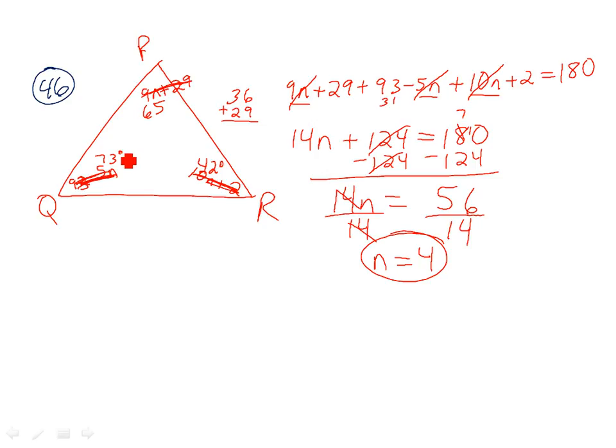Now, did they tell us to go through and find all those angles? No, they told us to list the sides in order from shortest to longest. So which one's the shortest side? PQ is the shortest, because it's across from the 42-degree angle, right? QR is the middle. PR is the biggest, because it's across from the 65, then the one across from the 73 is the biggest.